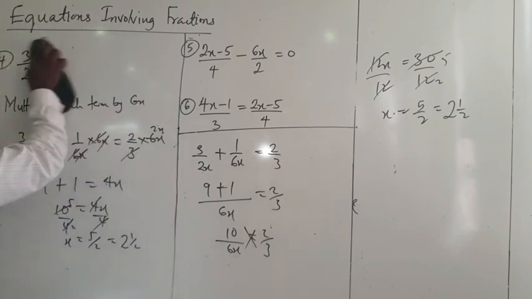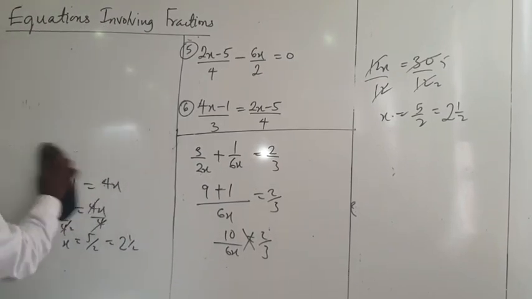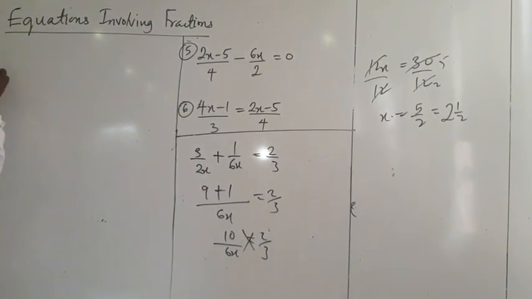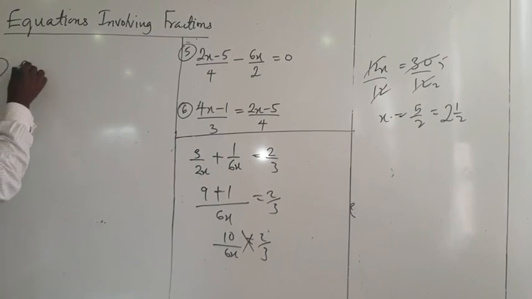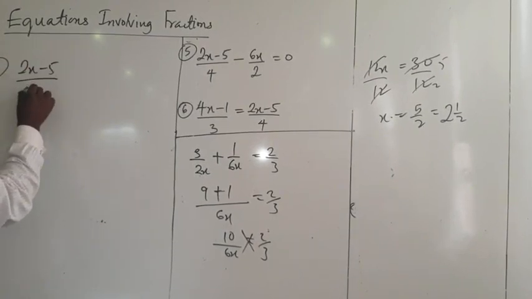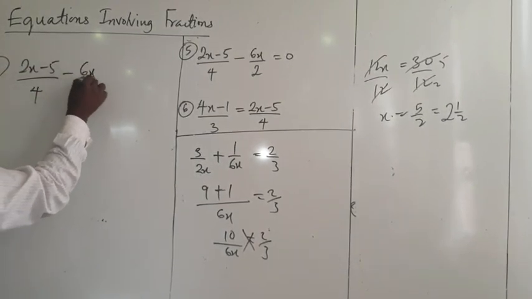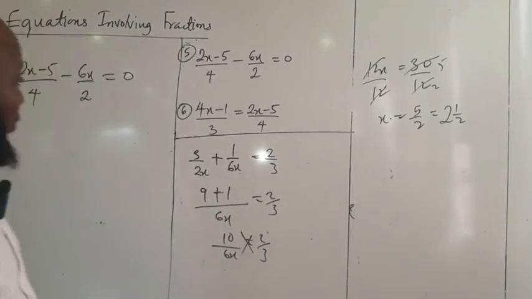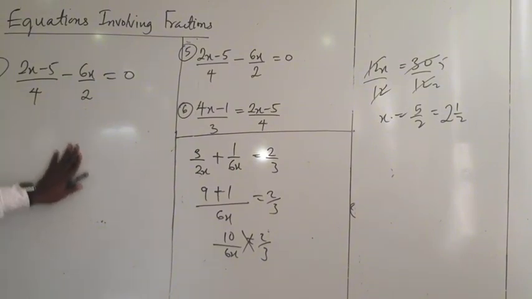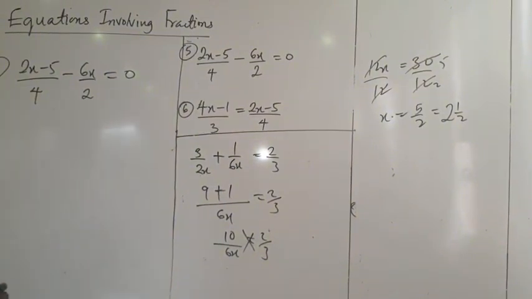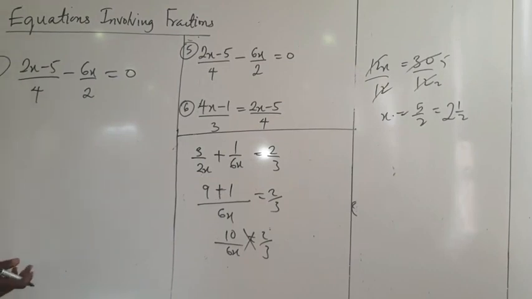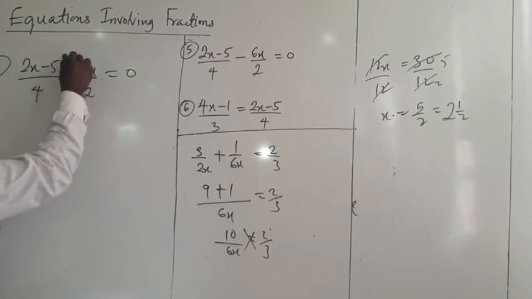Question 5. We have 2x minus 5 divided by 4 minus 6x divided by 2 equals 0. Now, this as well, we can do it in 2 ways. We can do it in 2 ways. So if you want to do it, you find the LCM of this, make it a single fraction and move on. Or you take this to the other side.